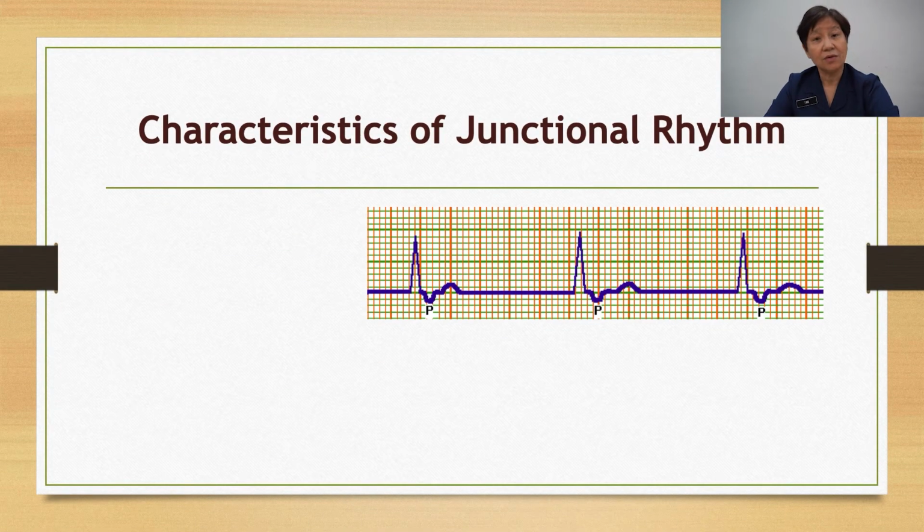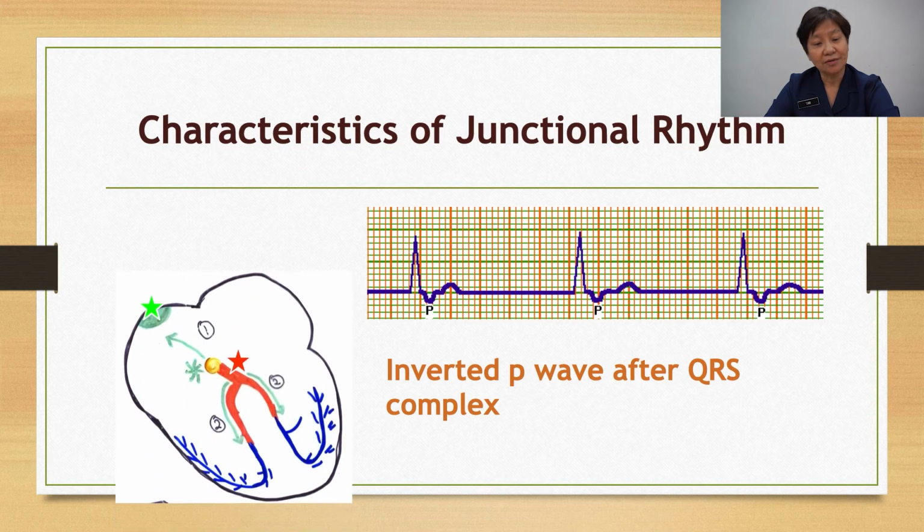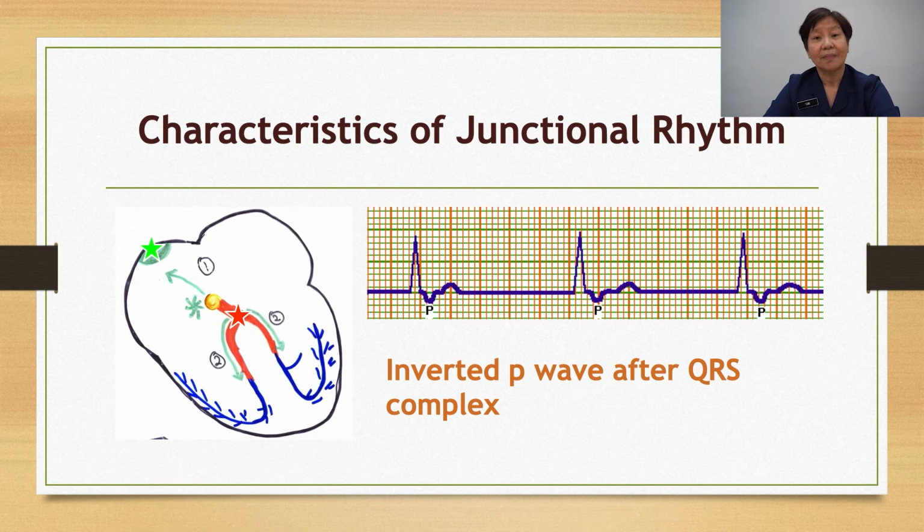what happened here? Can you see an inverted P after the QRS? Yes. Why did it happen? Because, see the star there? The pacemaker started from the distal part of your AV junction. So when it starts from the distal part of the AV junction, it will depolarize the ventricle first, so you have the narrow QRS complex. After that, it will retrograde depolarize the atrium, so you will have an inverted P after the QRS.